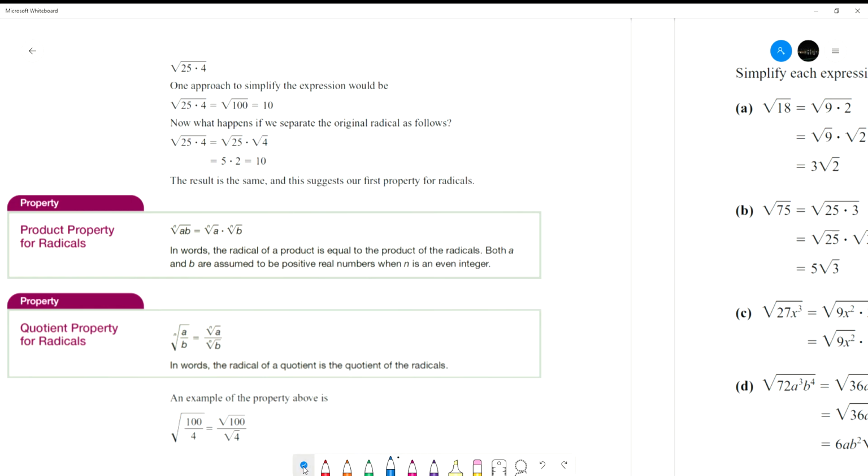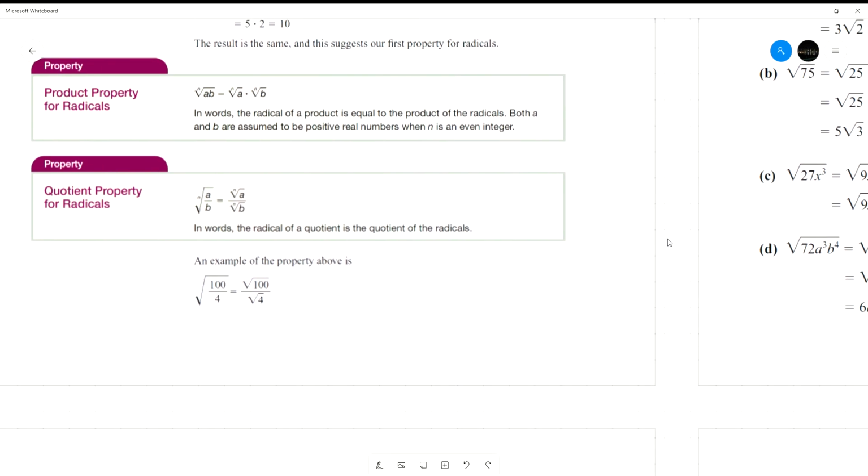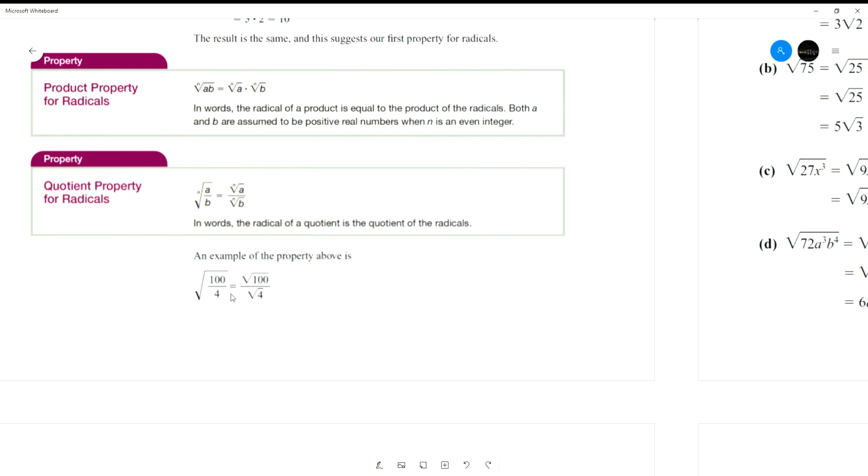The same goes for the quotient property, the fractions that we dealt with last Friday, right? So if we have the square root of 100 over 4, you can separate these as the square root of 100 over the square root of 4, which then simplifies to 10 over 2. And whenever you have a fraction that can be reduced, please do so, right?